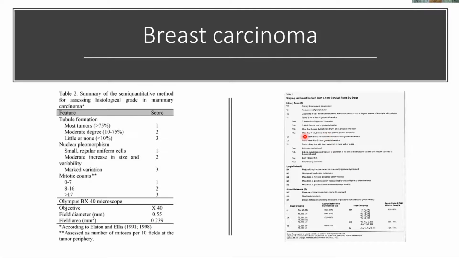This is an example of TNM staging for breast carcinoma. What we use here is the TNM. I think that's all.